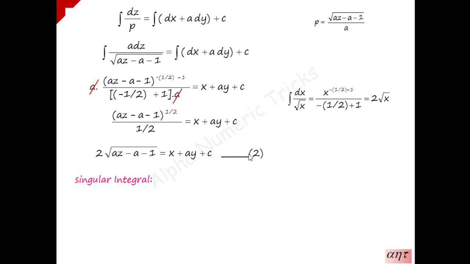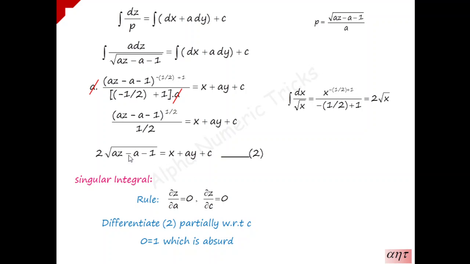Now we have to find the singular integral using this complete integral, that is, differentiating this partially. The same rule you have to follow: differentiating with respect to a and c, and using the rule dou z by dou a is equal to 0 and dou z by dou c is equal to 0, eliminating a and c between these, we can get the singular integral. So we differentiate this with respect to c partially, because c is separately there. We get 0 is equal to 1, as usual like the previous problem, which is an impossible result. So we conclude that there is no singular integral for the given problem.